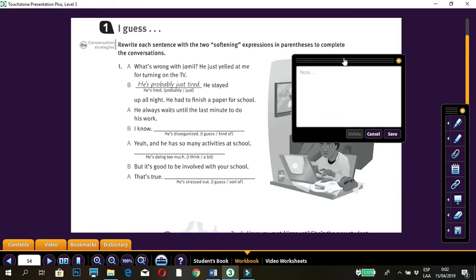He just yelled at me for turning on the TV. So he's probably just tired. He stayed up all night and he had to finish a paper from school. So we're going to call these 2, 3, and 4. So number 2, he's fine. Instead of saying, yeah, he's very disorganized, I guess. Number 3, he's doing too much. I think he.